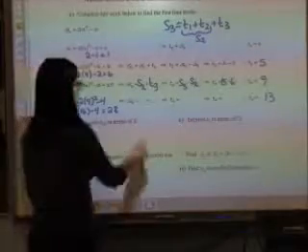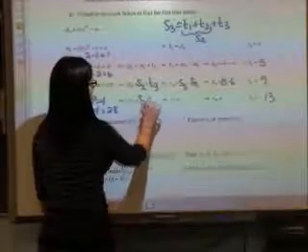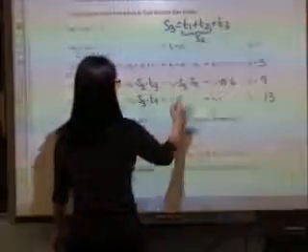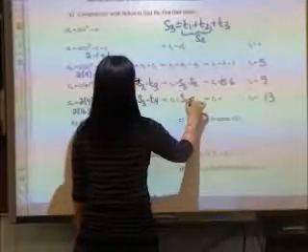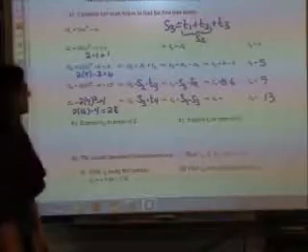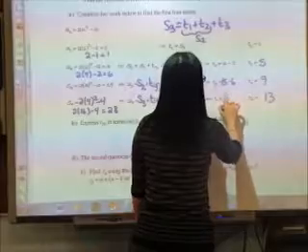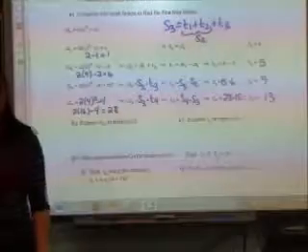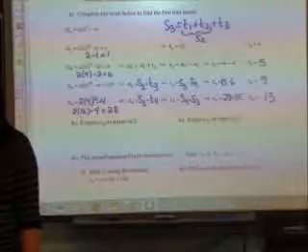So the sum of the first 4 terms is the sum of the first 3 terms plus the 4th term. I can isolate that 4th term by finding the difference in the sum of the first 4 terms minus the sum of the first 3 terms, which would be 28 minus 15, which is 13.